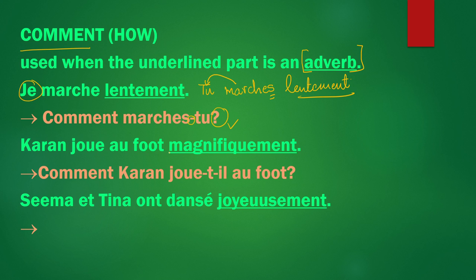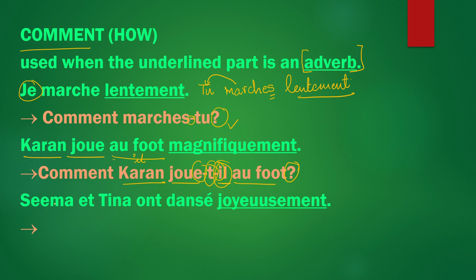Karan joue au foot magnifiquement. So now magnifiquement is an adverb here, magnificently or beautifully. So your question will start with comment. Then Karan now is a name, so it retains its place. Keep the verb also where it is. Introduce the correct pronoun. So Karan is a boy, so it will be il. You introduce il. E and I clash, so you introduce the T also, and then the rest of the sentence as it is. Question mark. Comment Karan joue-t-il au foot? How does Karan play football?